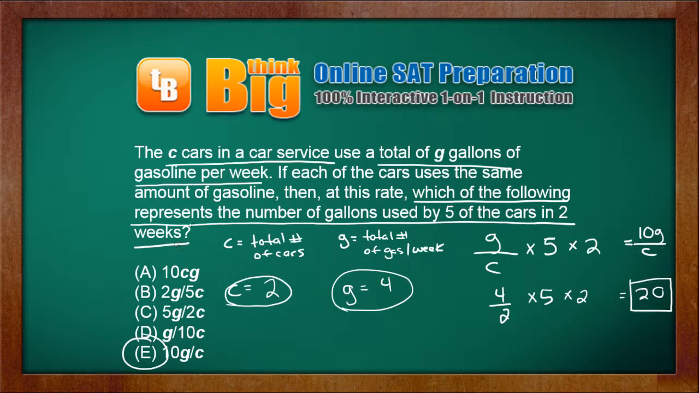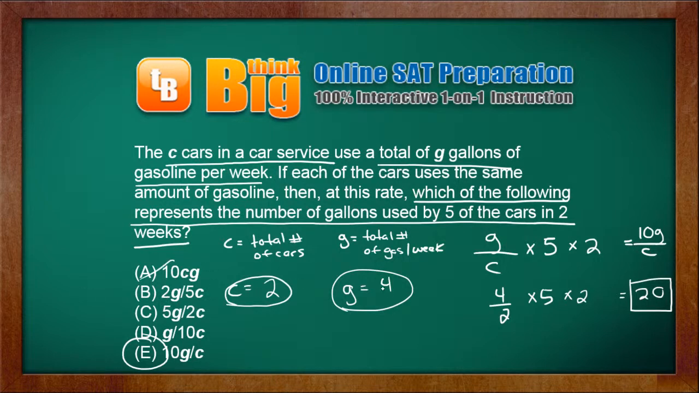Finally, go through the answer choices. Plug 2 in for C, 4 in for G, and look for an answer of 20. Here we go. 10 times 2 is 20, times 4 is 80. Is 80 20? No.